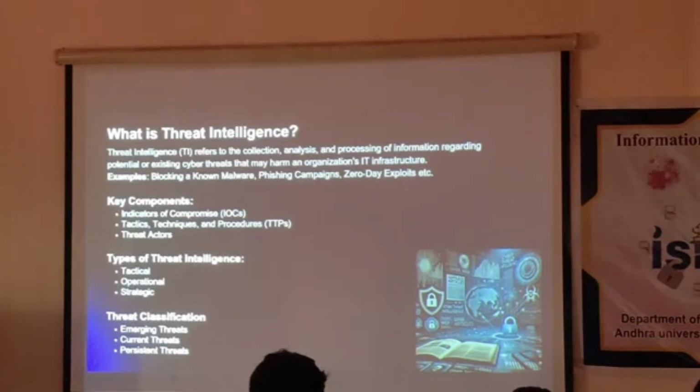So I'm going to discuss key components, types of threat intelligence, and threat classification. First, indicators of compromise. This is data that shows potential attacks, such as malware signatures, IP addresses, hashes, or specific file extensions. All those are considered indicators of compromise.